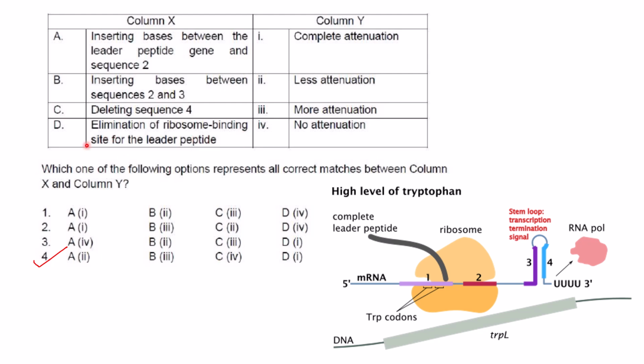Then elimination of the ribosome binding site for the leader peptide. So here if there is a ribosome binding site that you eliminate, it will result in complete attenuation only. So here what will happen? The ribosome will not bind and it cannot translate the leader peptide. So it will result in complete attenuation. So D will be 1. So that makes option 4 as the answer.